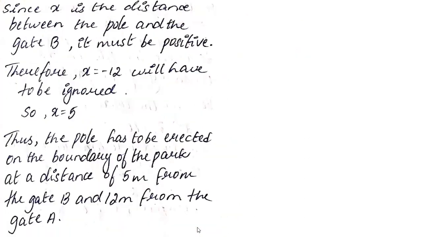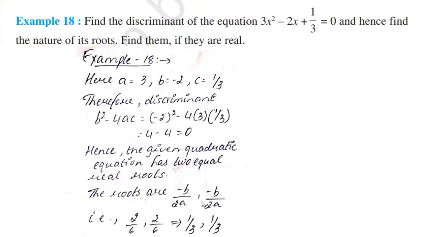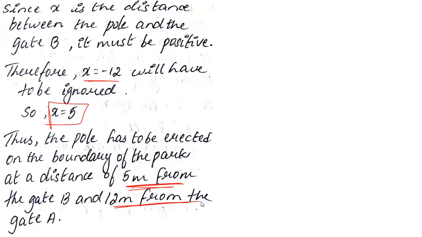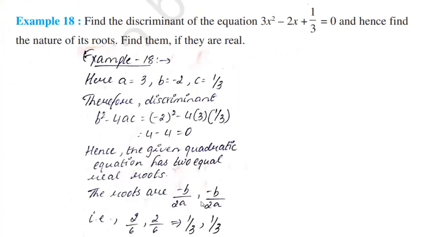So here, since x is a distance, x cannot be negative. So minus 12 is ignored. X is only plus 5. So the distance is 5 from the gate B and 12 meters from the gate A. Okay. Hope this is understood and this is clear. Next question.